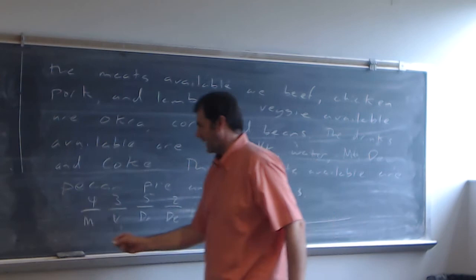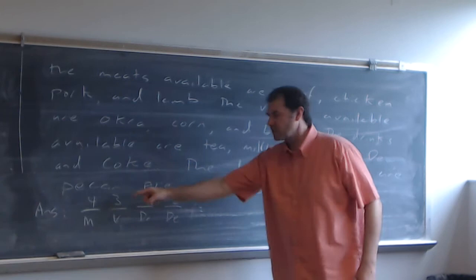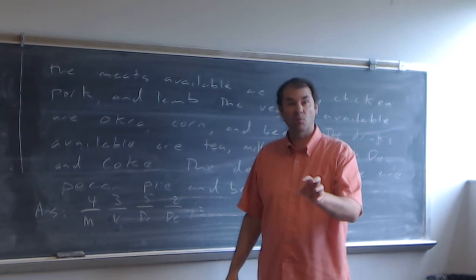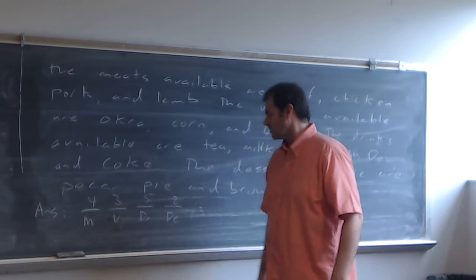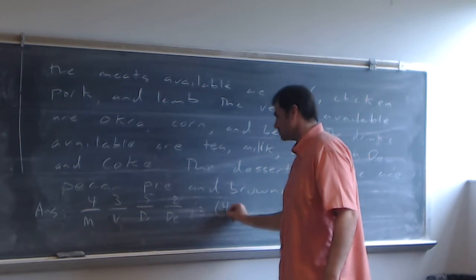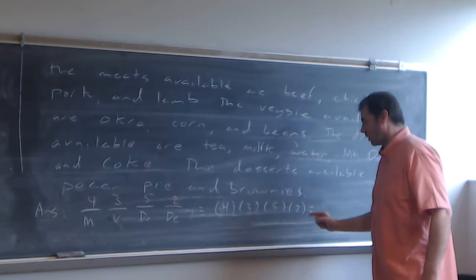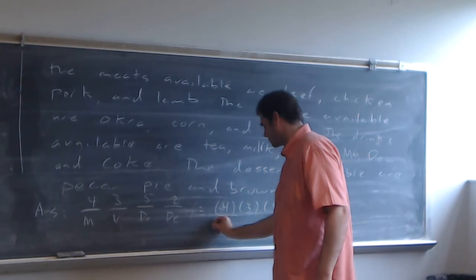So this is my answer, thinking of the sequence of events. For each one of the 4 ways I can pick a meat, there are 3 ways to pick a veggie. That gives us 12 possible ways to move on from having a meat and a veggie on our plate. And for each one of those 12 ways, there's 5 ways to pick a drink, and so forth. And so we multiply these together. So 4 times 3 times 5 times 2. Let's see, I think that's 120. So there are 120 blue plate specials.